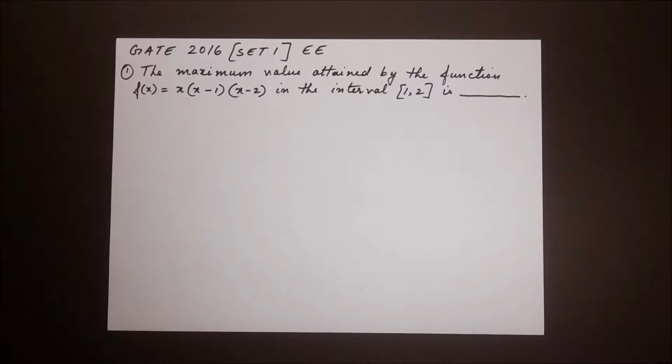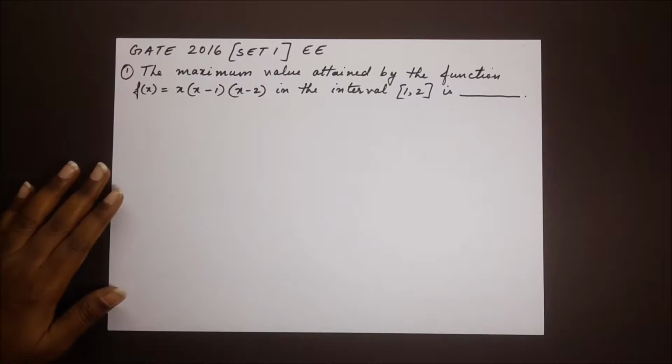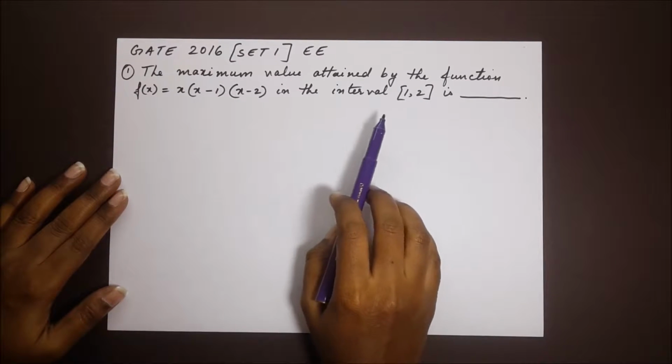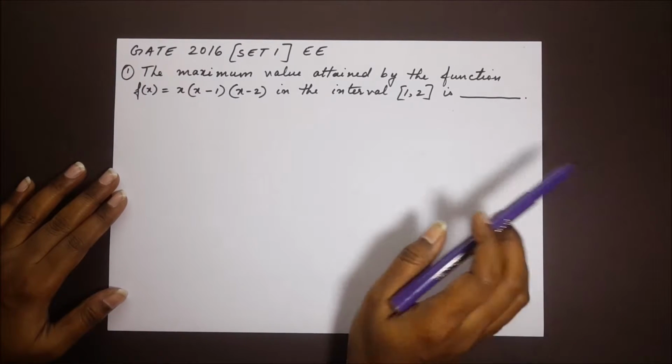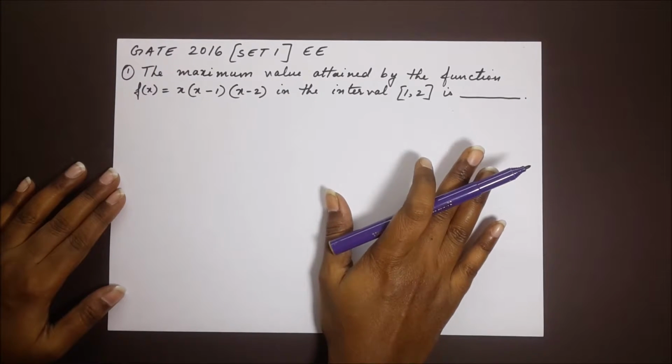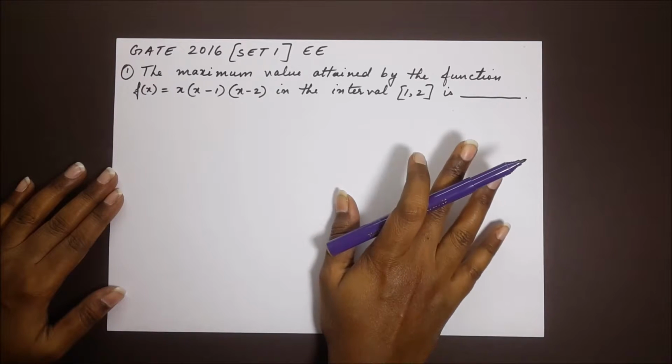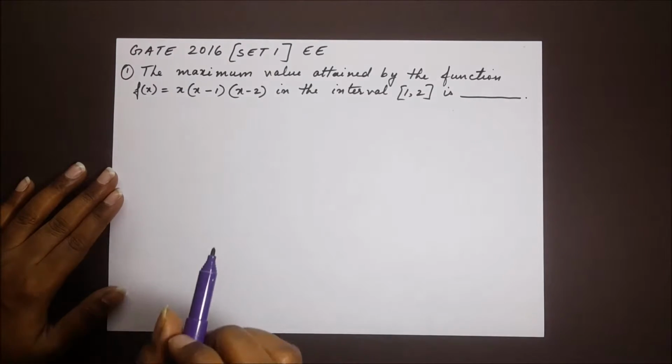The question says, the maximum value attained by the function f of x is equal to x, x minus 1, x minus 2 in the interval 1, 2 is dash. So this question is not a multiple choice question. You will have to work it out, find the answer and enter the answer as such.